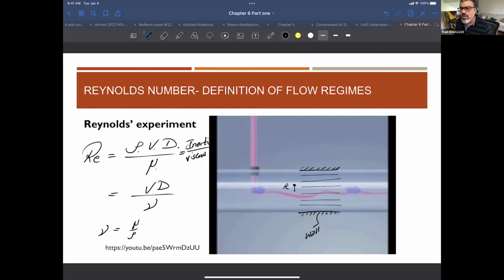It's called nu land, right? So nu here, you just go back to the kinematic viscosity, yes. Okay, so if you go back to the first chapter, you will see this.